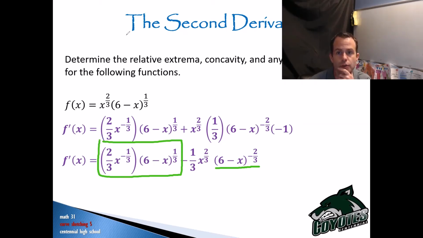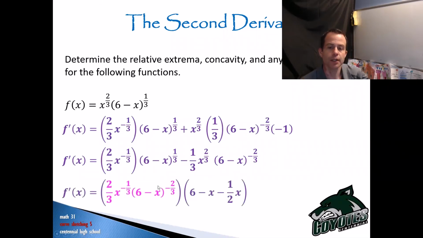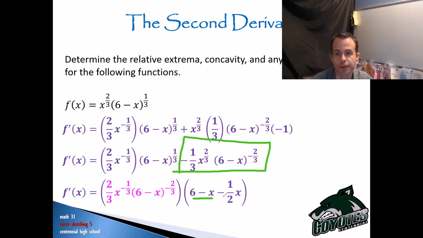Okay, so I took out the 2/3 x to the -1/3 and the (6 minus x) to the negative 2/3. That left me with the first term being the 6 minus x right there. And then this term here left with the negative 1/2 and the x. Okay. Now I want to add these together. So negative x and negative 1/2 x would be negative 3/2 x.